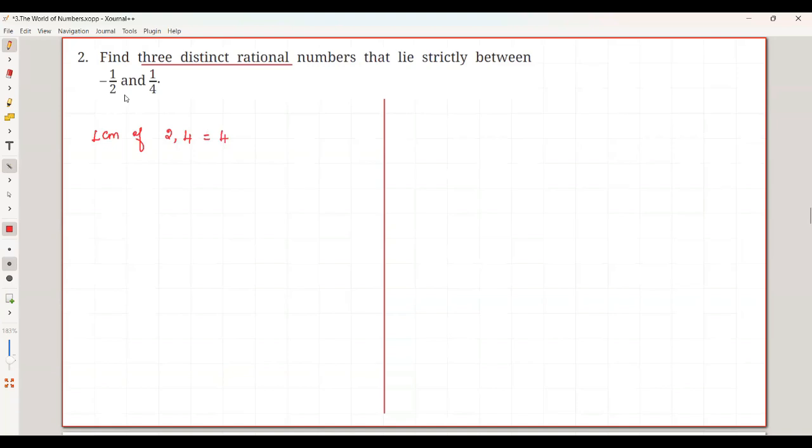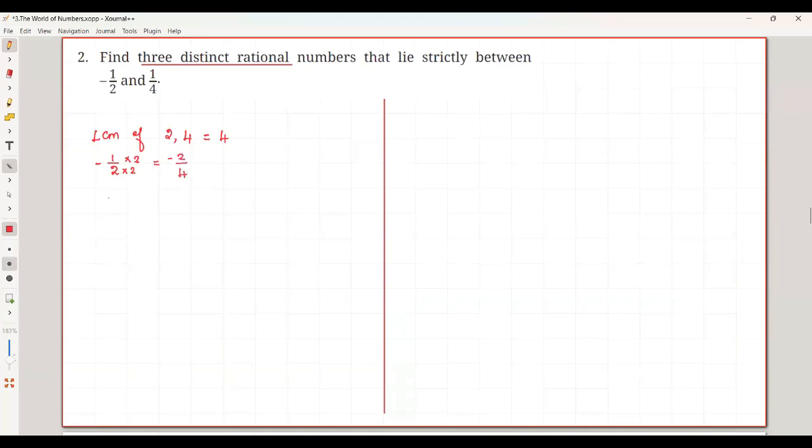As the LCM is 4, I can make minus 1 by 2, right? So I should make the denominator 4. I should multiply with 2. 2 2s are 4, right? The same 2 should be multiplied with the numerator. So I'll be getting minus 2 by 4. This will become minus 2 by 4.